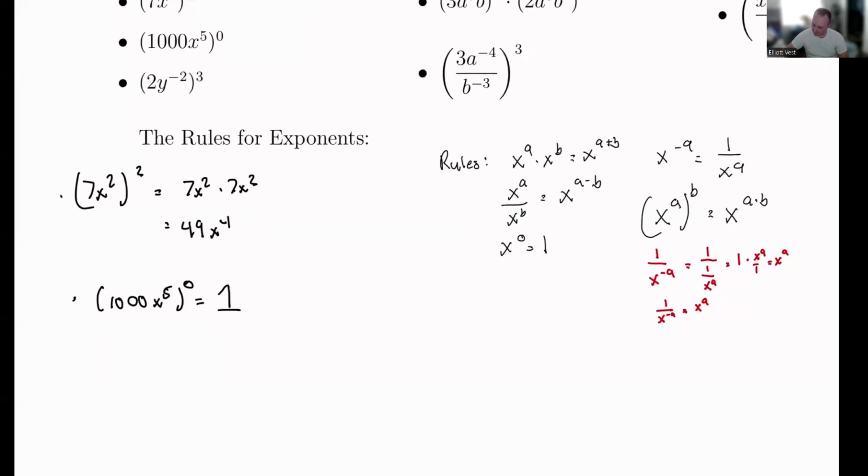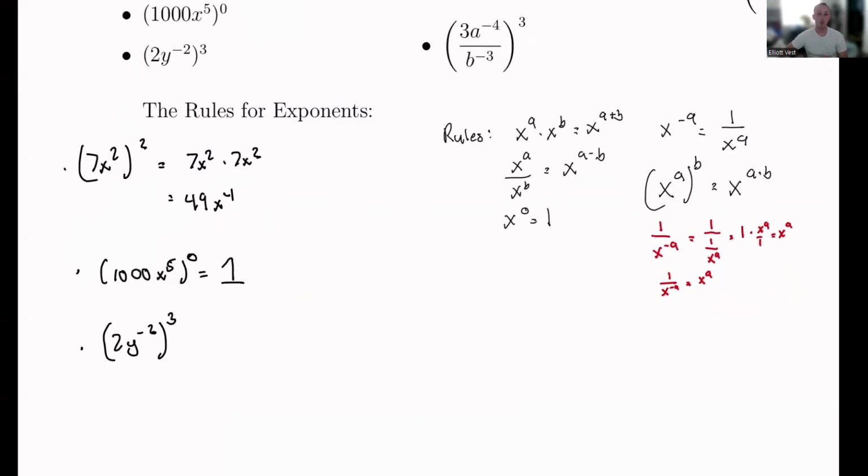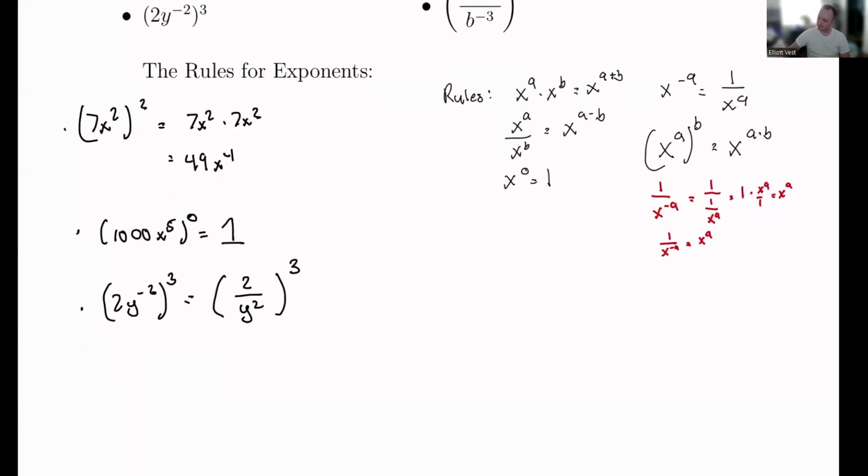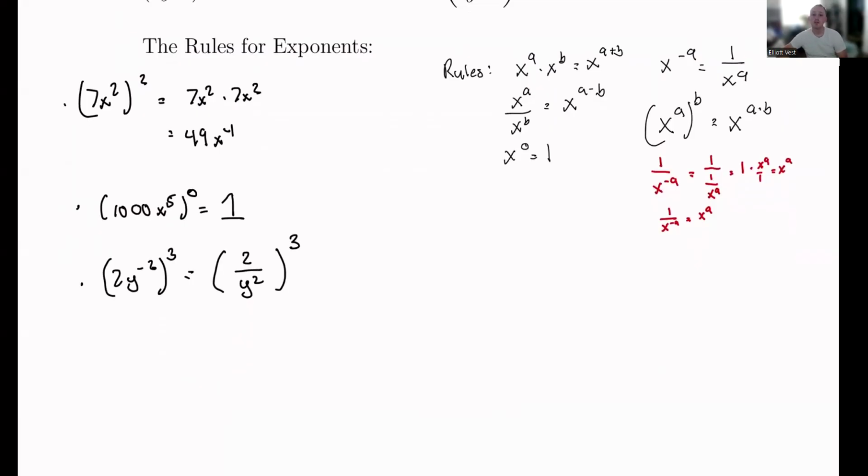Okay, 2y to the negative 2 to the 3 power. What do I like to do? I like to move this to a positive power first. So what rule did I use? I used this rule: x to the negative a is 1 over x to the a. So y to the negative 2 is 1 over y to the 2, cubed.